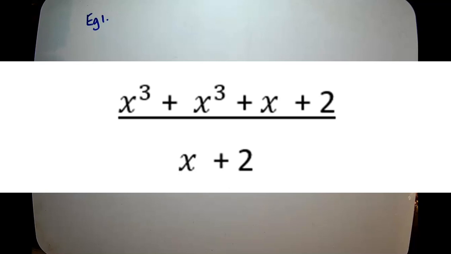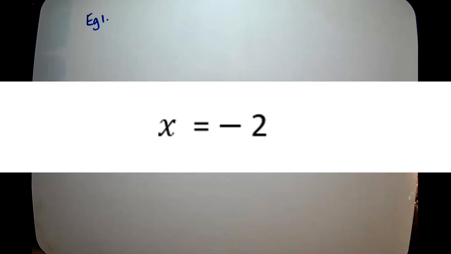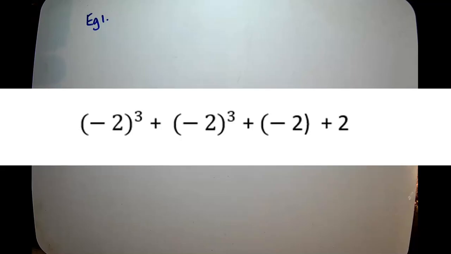So all we do, we take the binomial, we let it equal to 0, and we solve for x. We then substitute that x value into the expression of the polynomial wherever we see x. And in this way, we can determine whether it's a remainder or it's not a remainder. So if there's no remainder, we will get an answer of 0.